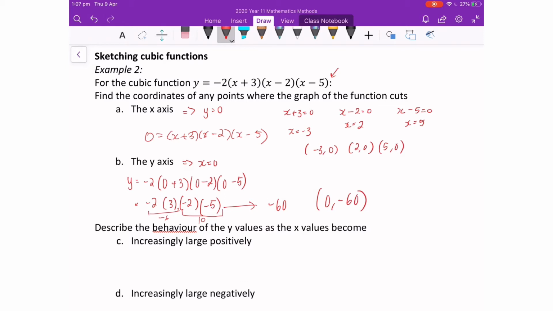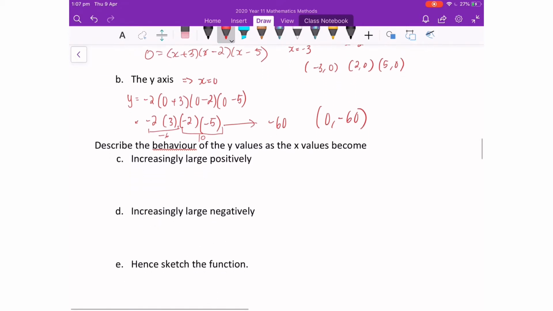Okay. So now I've got these points. This is really good. We're on a really good start. So for my sketch, I'm going to know some really important points. I'm going to know my roots. I'm also going to know my y-intercept. Now let's see if we can figure out what the graph is actually going to look like. How am I going to know which direction it's going to be going up, which one's going to go down? So here's that next bit here.